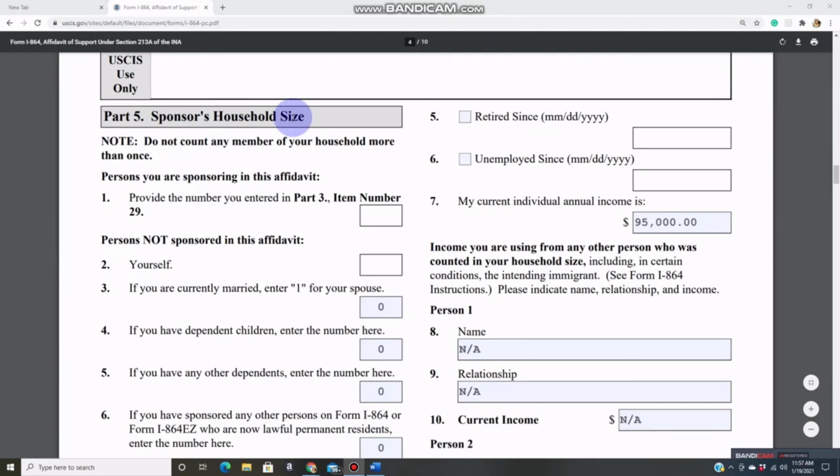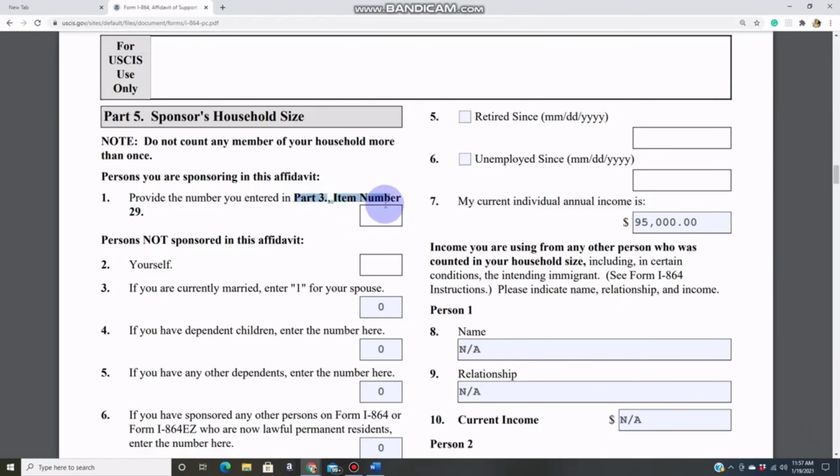A sponsor's household size. Note, do not count any members of your household more than once. Person you are sponsoring in this affidavit. Number 1, provide the number you entered in Part 3, item number 29. So in this part, I will write down 2 since I entered 2 in Part 3, item number 29. But just to make sure, let's check out Part 3, item number 29.